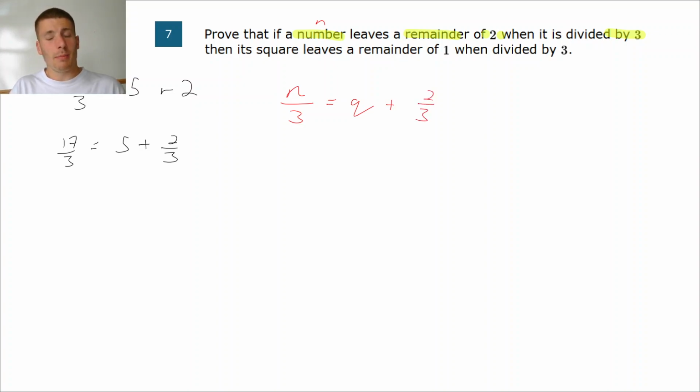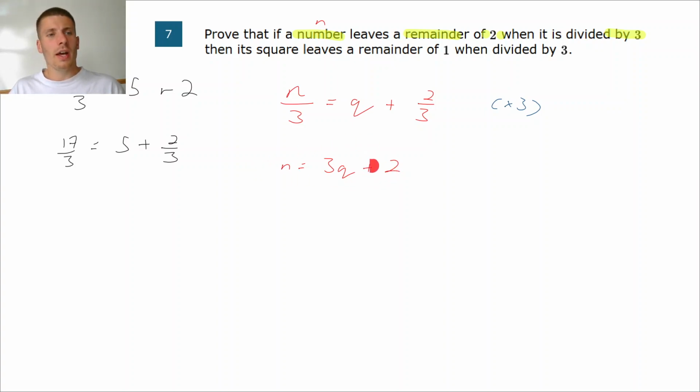But I want to write my algebraic equation here in terms of the number n, because that's what I'm looking at here. So let's times through everything by 3. Because if I do that, then the 3s are going to cancel and we'll get n equal to 3q plus 2, because the q gets times by 3. And this is now good, because I've now defined that first line in terms of some algebra, which is really useful.